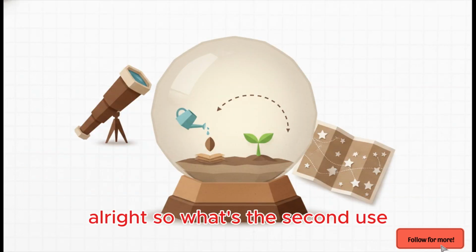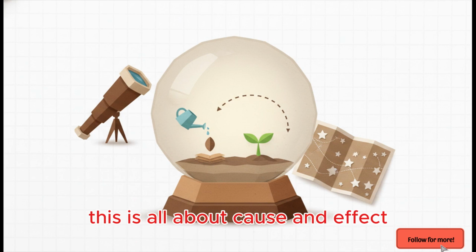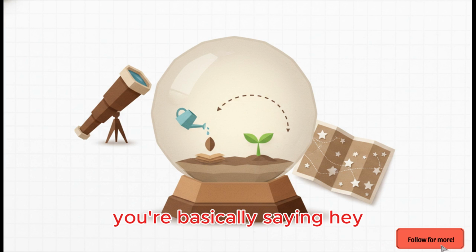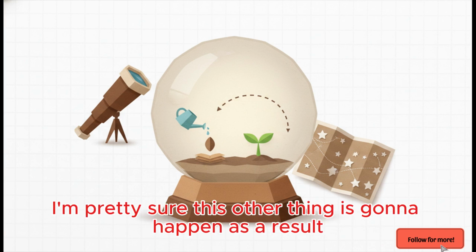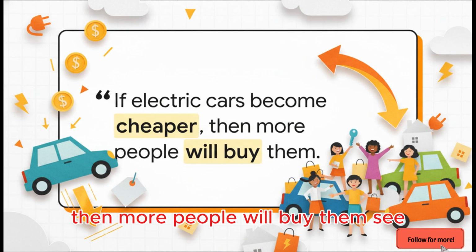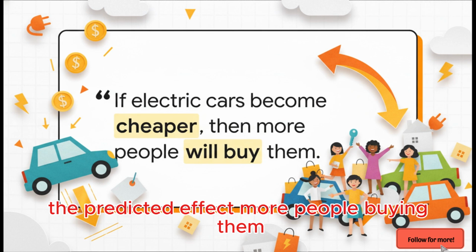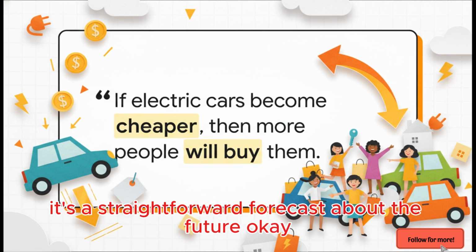All right, so what's the second use? It's for making predictions. This is all about cause and effect. You're basically saying, hey, if this one thing happens, I'm pretty sure this other thing is going to happen as a result. Here's a great example. If electric cars become cheaper, then more people will buy them. See? It's a totally logical prediction. The cause is the price drop, the predicted effect, more people buying them. It's a straightforward forecast about the future.